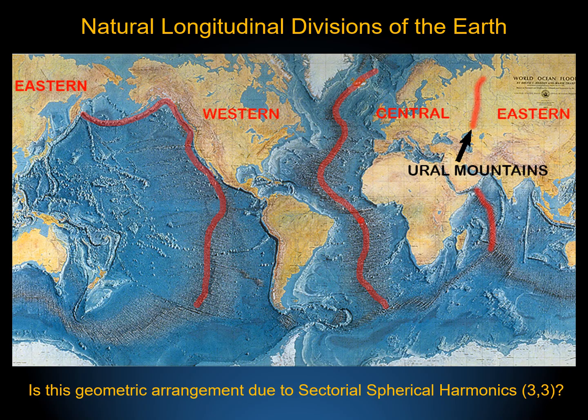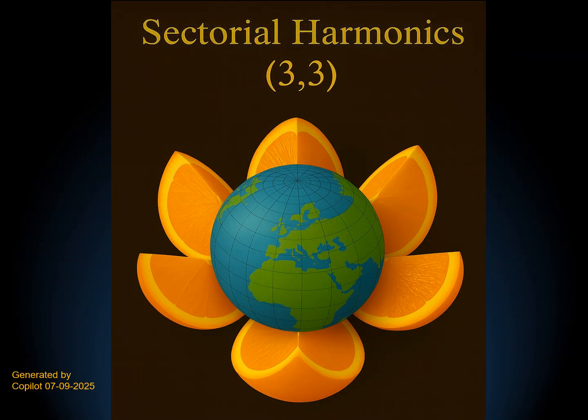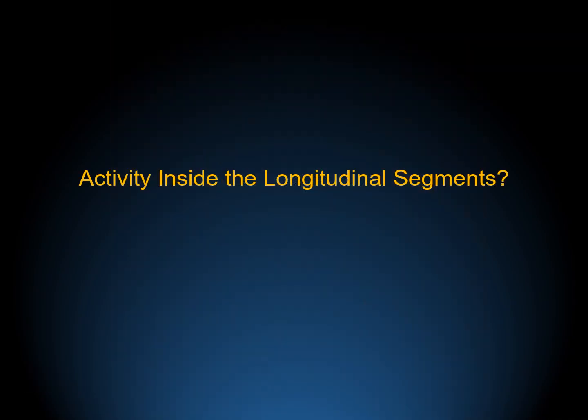One can see that there is a natural longitudinal division in the Earth. The question comes to mind, is this geometric arrangement due to sectorial spherical harmonic 3-3? This is the Robinson orange-carpel model at sectorial harmonic 3-3. Is there activity inside the longitudinal segments?